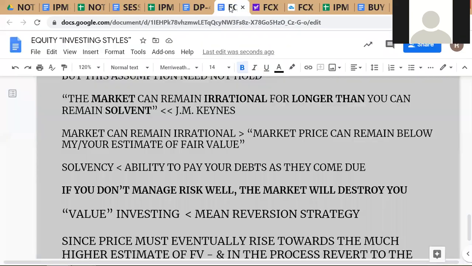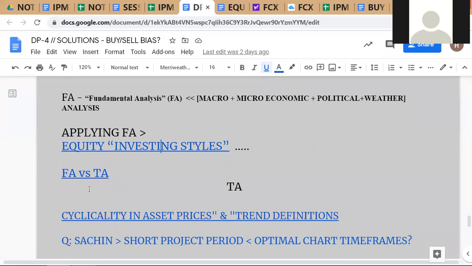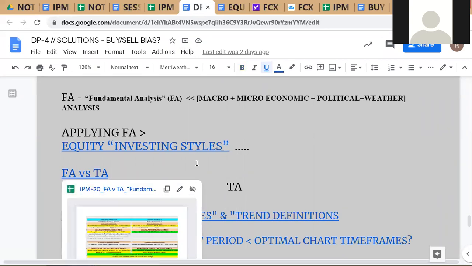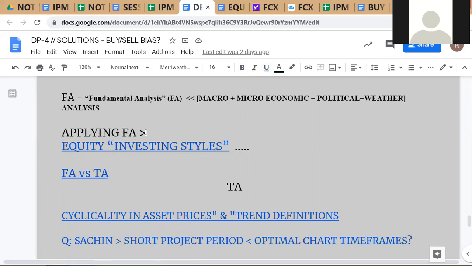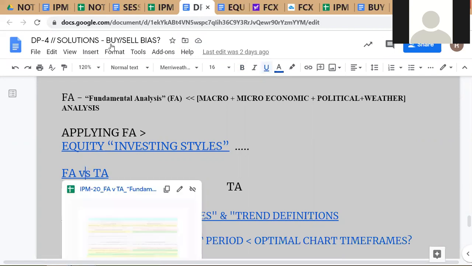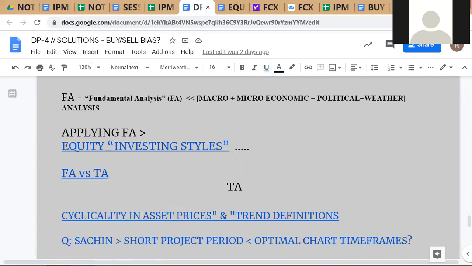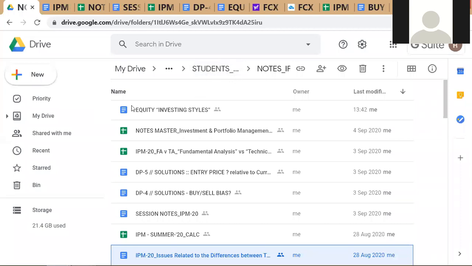So this is what brings us to our next topic, which is FA versus TA. This is basically our main topic for today. So the reason I went into this long discussion is I wanted to set the context to bring us to our next topic. So when we open this hyperlink, it's also in your notes folder. All these hyperlinks which are there in the notes, you will also find them in your notes folder. So under your student notes, you will see all these notes.